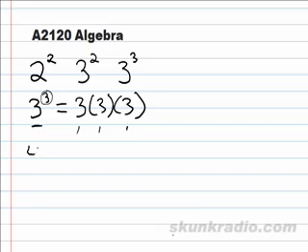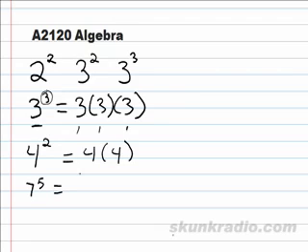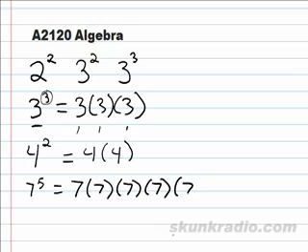Or 4 to the second power would be the same thing as 4 times 4. Or 7 to the fifth power would be the same thing as 7 times 7 times 7 times 7 times 7. The exponent number tells us how many times, 5 in this case, 1, 2, 3, 4, 5, to multiply this base number by itself.